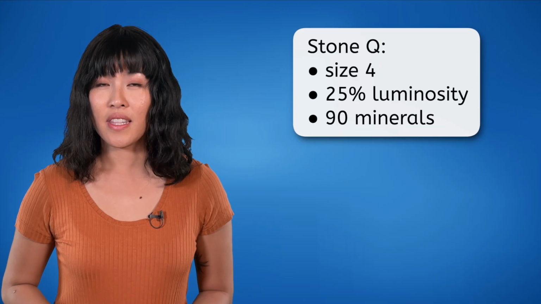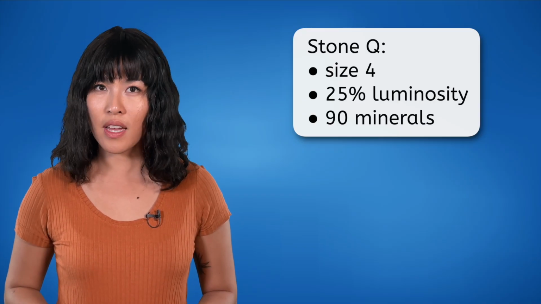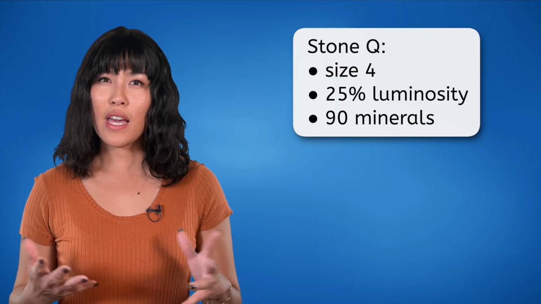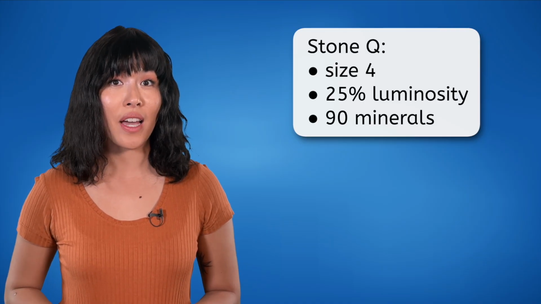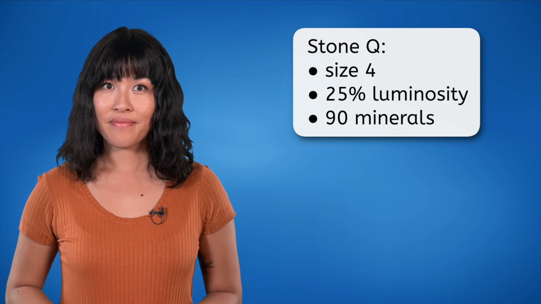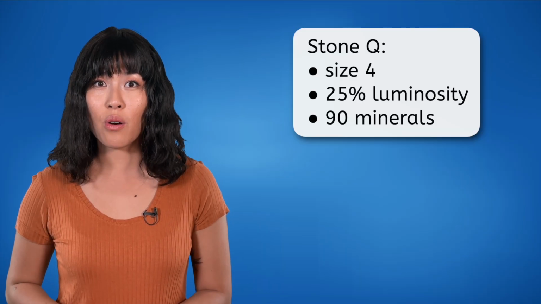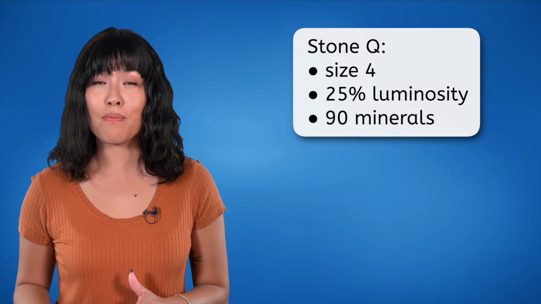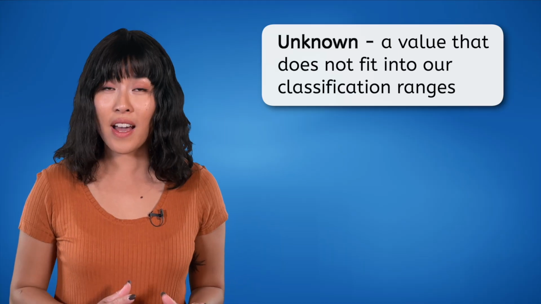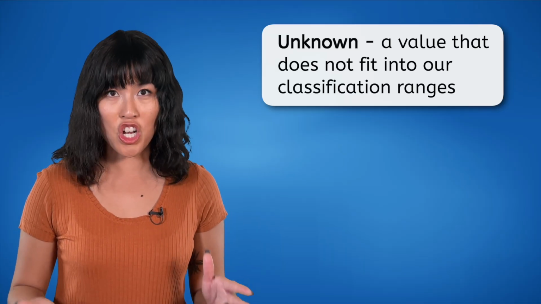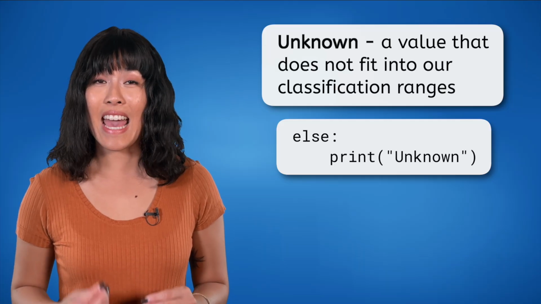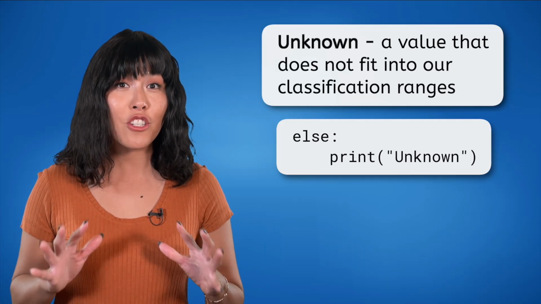Let's try a trickier one. The size is 4, the luminosity is 25%, and there are 90 minerals. If we have these properties, in what category will it be classified? Uh-oh, this one doesn't fit any of our categories. This stone may be a new stone that we haven't classified yet, or one of our categories may not have enough data and needs to be expanded. For now, anything that doesn't fit into our predefined if statements will be categorized as unknown. We can add an else statement to the end in order to catch any pesky unknowns that don't fit into our current categories. Let's use what we've learned to complete the task, Asteroid Classification 1.